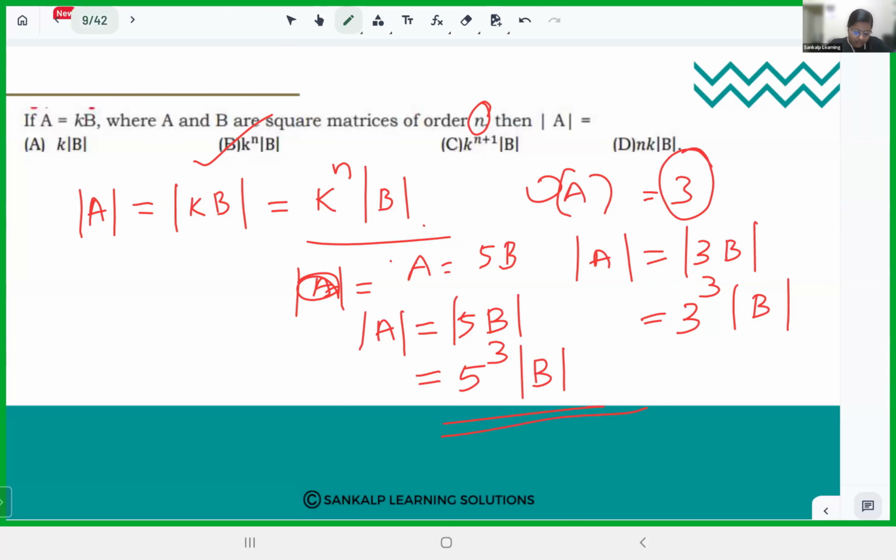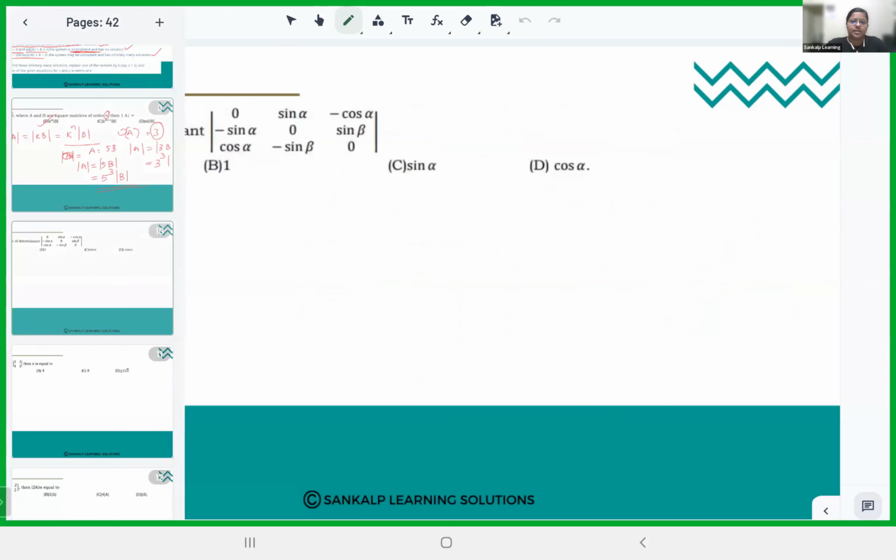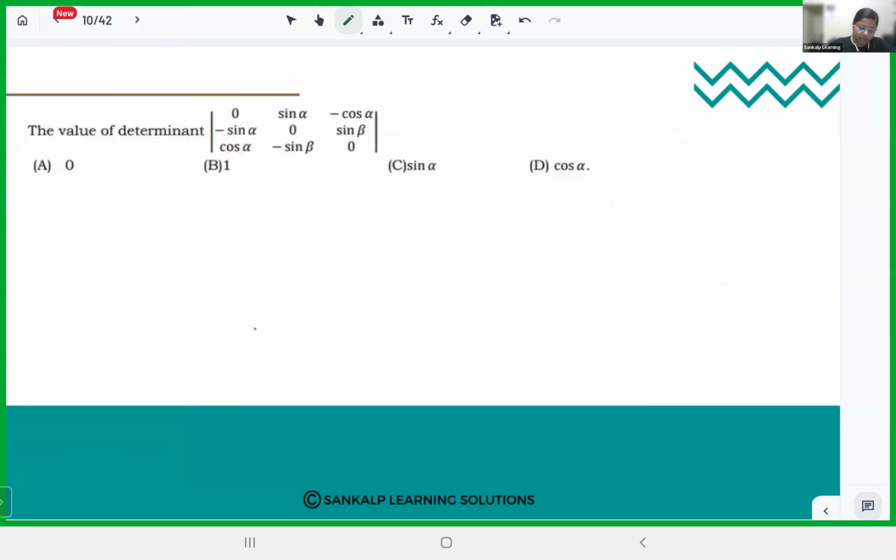Alright, now we are moving on to the second question. The second question is to find the value of the determinant. They have given a determinant and you have to find out the value. It is a 3 by 3 matrix. So I am going to expand it along the first row.